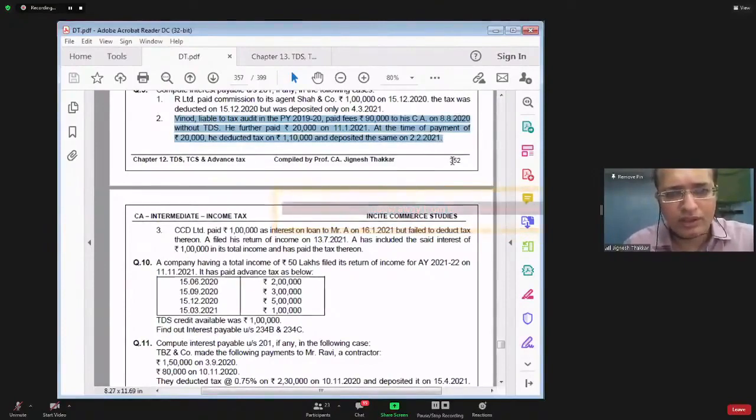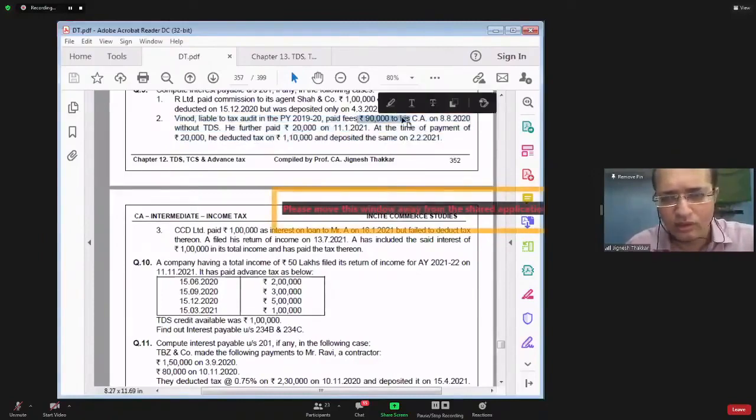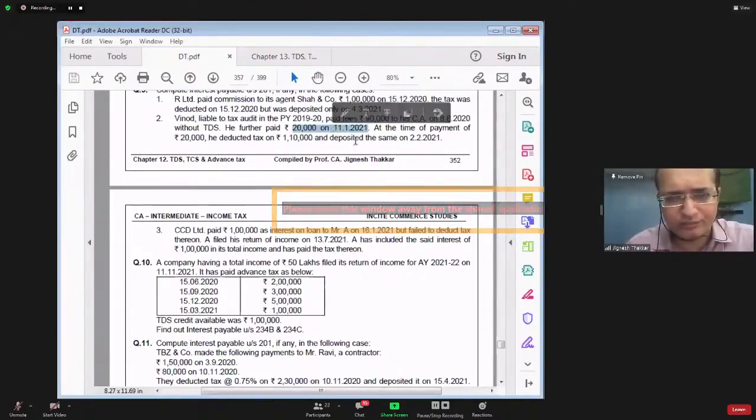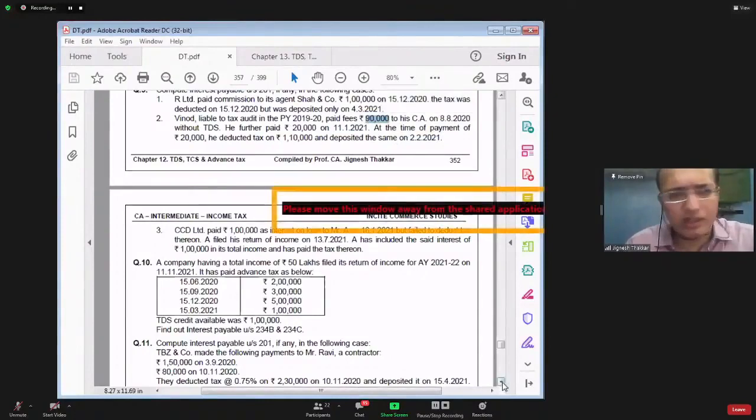Can you tell me, is there a late deduction? In case of this first payment, there is a late deduction. Yes or no? In case of second payment, is there a late deduction? No, there is no late deduction. In case of second payment, there is no late payment also. But what about the first payment, 90,000? Is there a late payment?